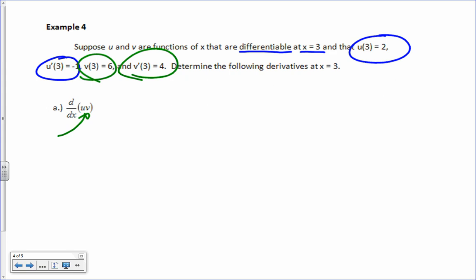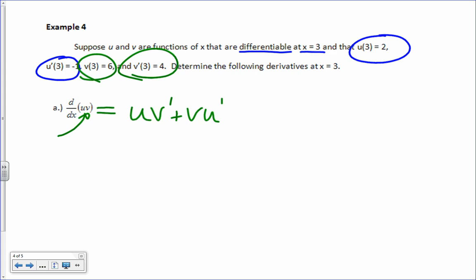No, we do not have to make the functions because we know the rule. We know the rule that if you have u times v, it's u times v prime plus v times u prime, right? That is the product rule for derivatives. That's what you're told to do. So now I'm told to find this derivative at an x value of 3. Luckily, they've told me everything I need to know at an x value of 3.